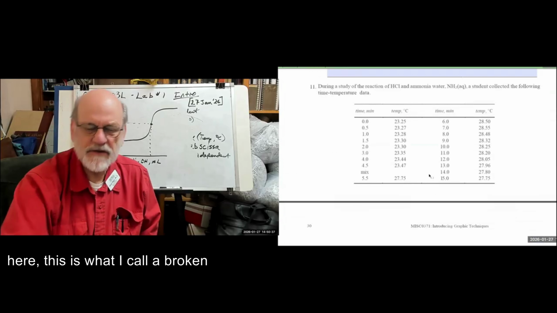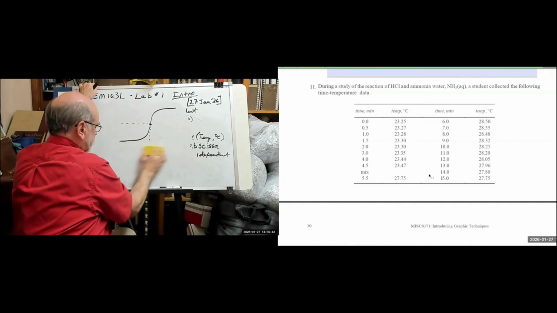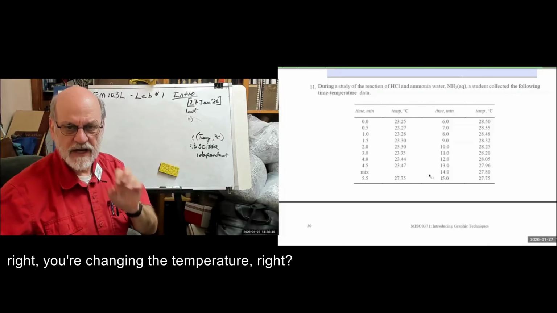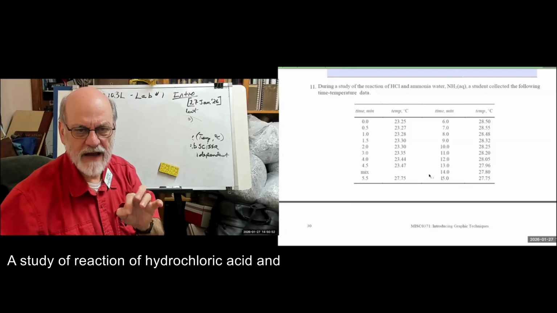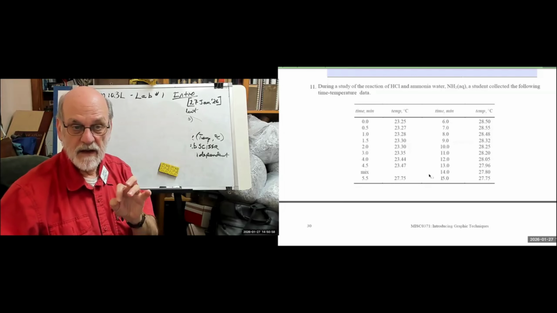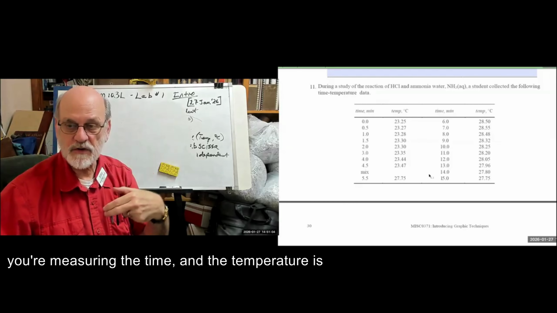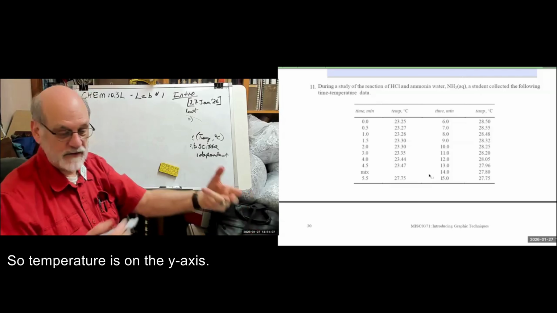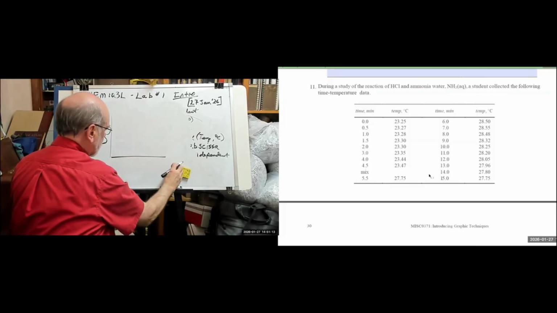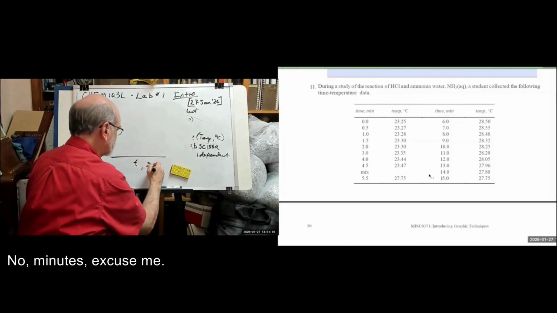This other one, this other set of data here, this is what I call a broken curve. So if you figure out which is which, right, you're changing the temperature, right? A study of reaction of hydrochloric acid and ammonia, a student collected the following temperature data. So over time, as you mix them together, you're measuring the time, and the temperature is the response. So temperature is on the y-axis. And this is time. In seconds, I think. No, minutes, excuse me.